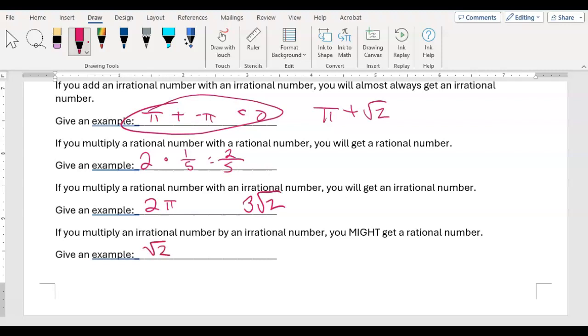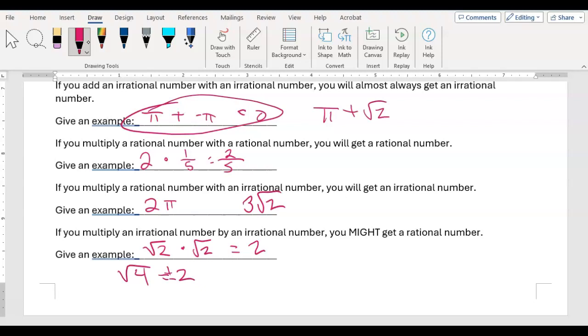If I multiply the square root of 2 times the square root of 2, I'm going to get 2, because this would be the square root of 4, which is plus or minus 2. Then I get a rational number. So if I'm multiplying an irrational number that's a square root times itself, then I will get a rational number. And so in some cases, such as this example, an irrational number times an irrational number gives me a rational number.